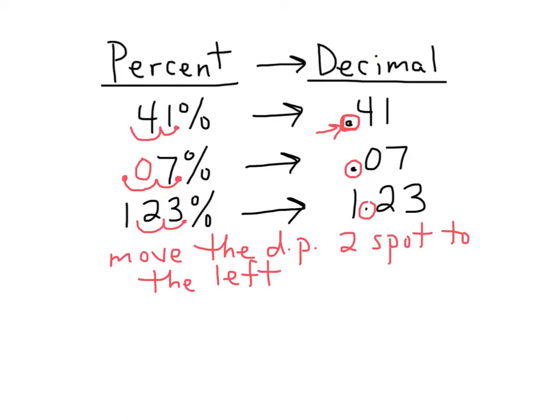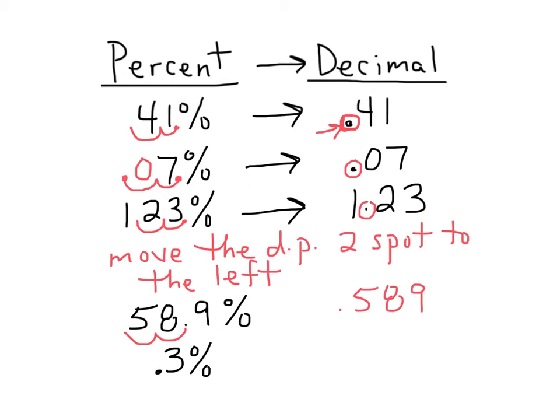So if you're given something like 58.9% and I want to change that to a decimal, I would just move the decimal point 2 spots over and it would be 0.589 as a decimal. I recently saw a statistic where it said something increased by 0.3%. If I wanted to change that to a decimal, I would need to move the decimal point to the left 2 spots and put in 2 placeholder zeros. So I could also say that it increased by 3 thousandths because I have 0.003.